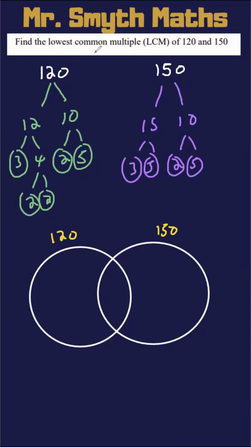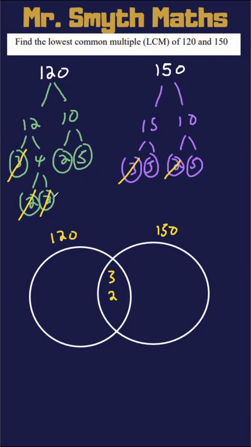So I'm going to start with the 120 side. Let's start with this 3. I'm going to cross out this 3. Is there a 3 in both numbers? Yes, there is. So cross it off both and put it in the intersection. Is there a 2 in both sides? Yes, there is. Cross it off both, put it in the intersection.